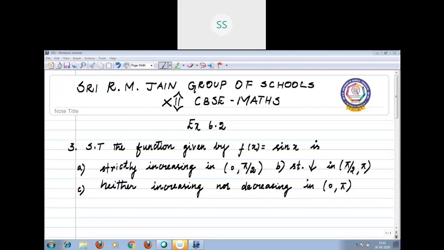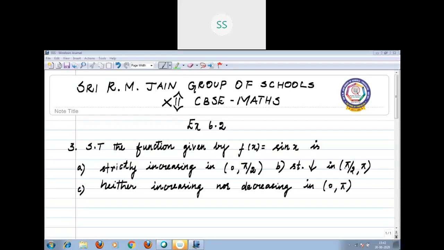Show that the function given by f of x equal to sin x is, first condition, strictly increasing in the open interval 0, pi by 2; strictly decreasing in the open interval pi by 2, pi; and neither increasing nor decreasing in the open interval 0, pi. The open parenthesis means we call it an open interval. The closed bracket means a closed interval, right?